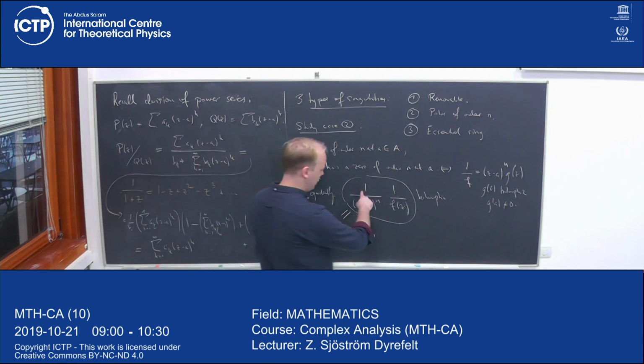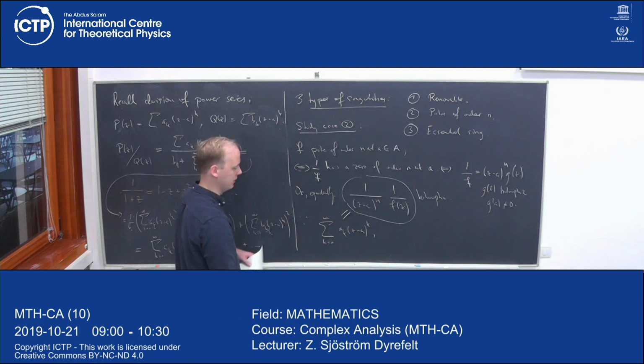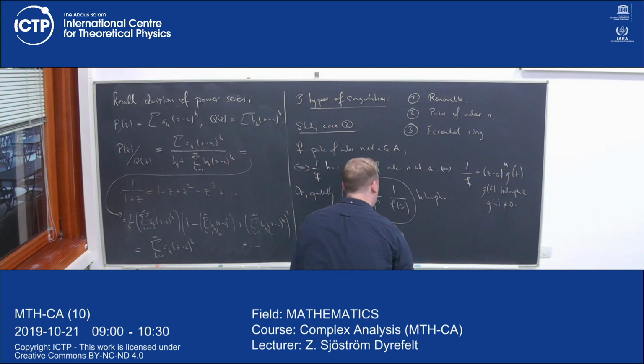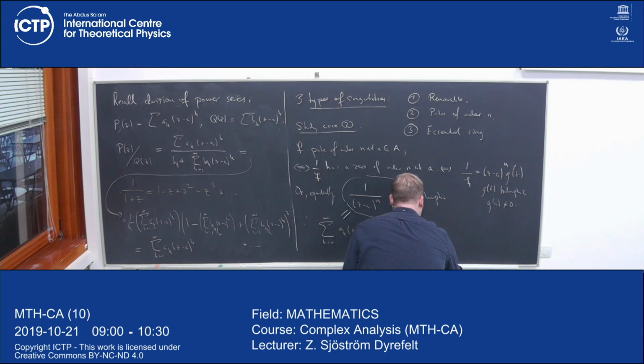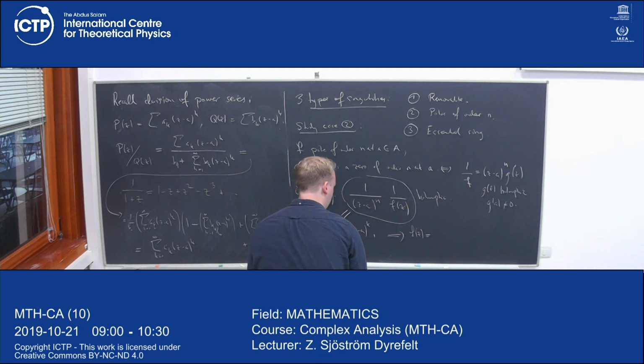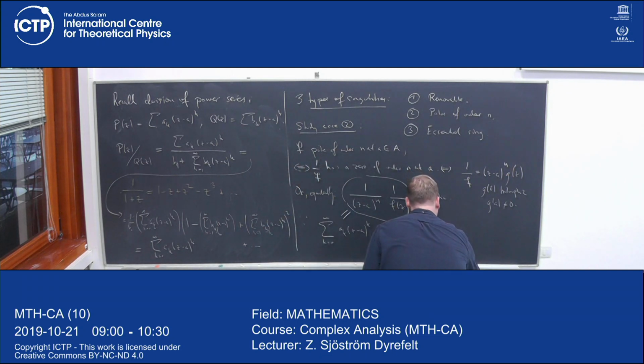Okay? And here I have a power series, and I want f, and I have 1 over f. So I want to look at 1 over this power series. So this implies that f of z is equal to 1 over, like this, times 1 over the sum of ak (z minus a)^k.